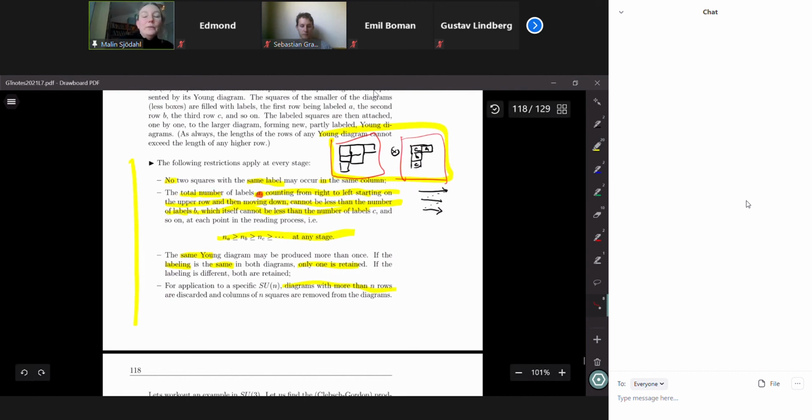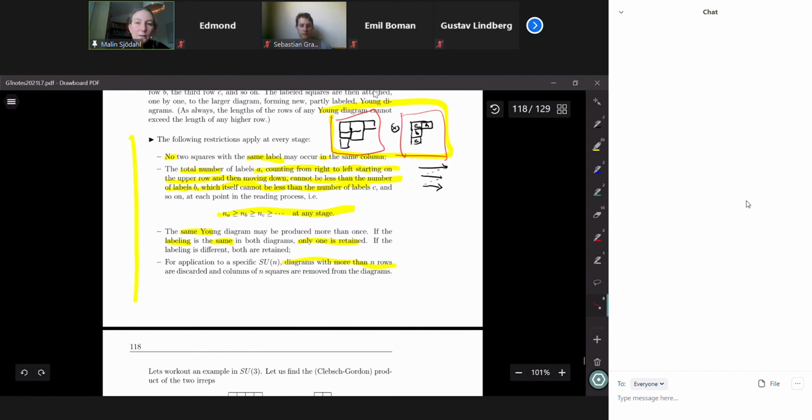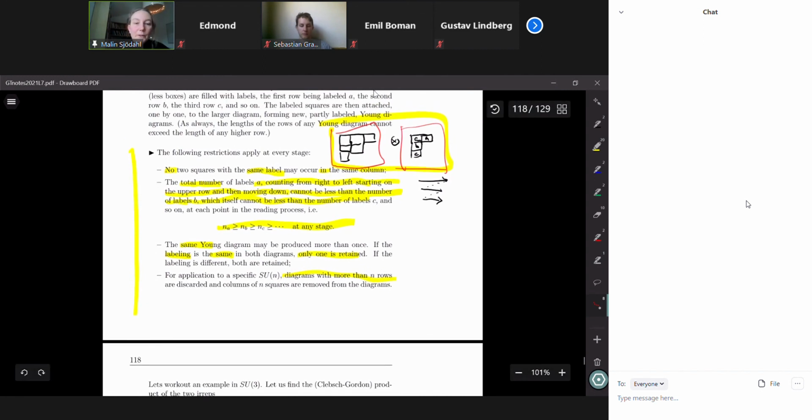Also, the total number of A's counting from the right to the left, and then going down and counting from the right to the left, and then go down to the next row and counting from the right to the left, cannot be less than the number of B's, which cannot be less than the number of C's, etc., at any point in the creation of this new Young tableau. Also, if we have the same Young tableau appearing more than once, we cross it out. So if the labels are the same, we cross it out, but if the labels are different, we keep it.